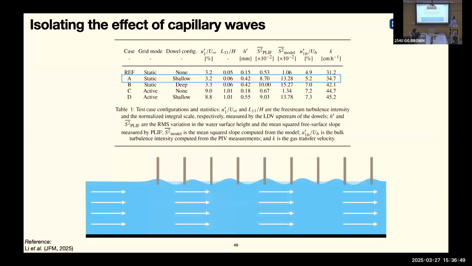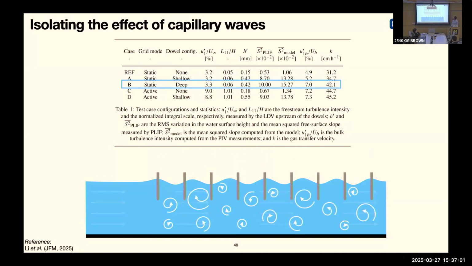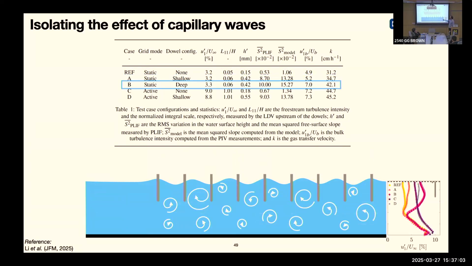Then our next case, we put the dowels in. So our turbulence intensity hasn't changed so much for the first two cases, but you can see that our mean squared surface slope has changed by an order of magnitude. So basically the surface is much wavier. Then our next case, we put the dowels deep into the water. And the reason we do this is we've seen some other studies had done this, put them deep in. And the thing is, these are basically cylinders and they start to shed vortices. So you get some turbulence. And you can see there's a turbulence jump here between these two cases.